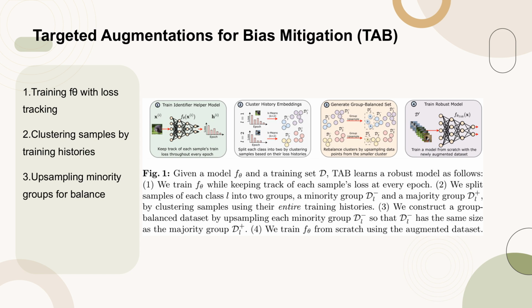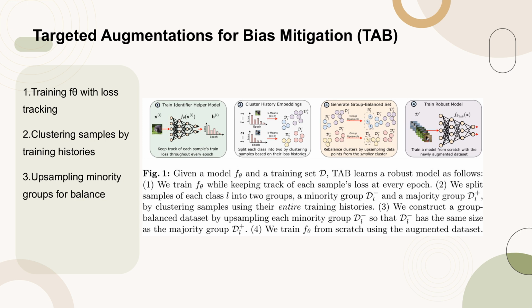Figure 1 illustrates the process of targeted augmentations for bias mitigation (TAB). The process begins with training a model f theta on a given training set D, while keeping a record of each sample's loss at every epoch. This historical loss data is then used to split samples of each class L into two groups, a minority group D-L and a majority group D+L. This is achieved by clustering samples based on their entire training histories. To construct a group-balanced dataset, each minority group D-L is upsampled to match the size of the majority group D+L. Finally, f theta is trained from scratch using this augmented dataset, aiming to improve the model's robustness by addressing biases through targeted augmentations.